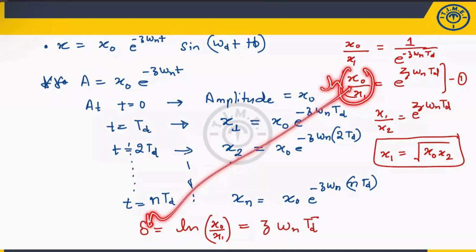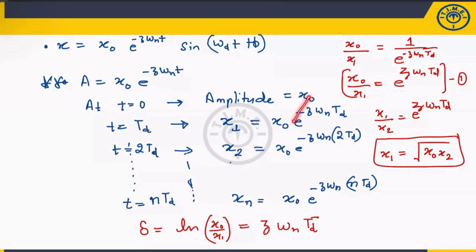And this is called the logarithmic decrement, because you know that the amplitude is decreasing exponentially. So if you want to calculate the logarithmic decrement value, which I am denoting with delta, this is nothing but ln of x0 by x1 is equal to zeta omega n Td.